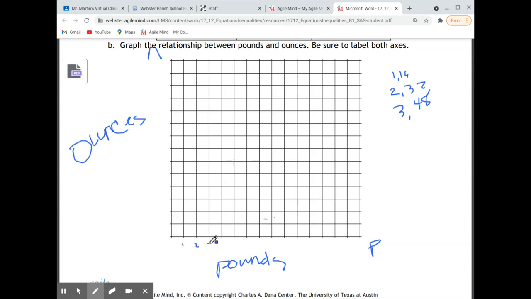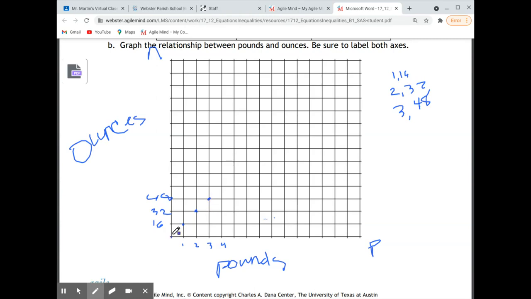So did y'all just label these 1, 2, 3, 4? And then how did you label these? Like by fives or by 16s? That's pretty smart. All right, so the first one would be 1 to what? 16. Good. What was the next one? 2 to 32. Perfect. What was the next one? 3 to 48.